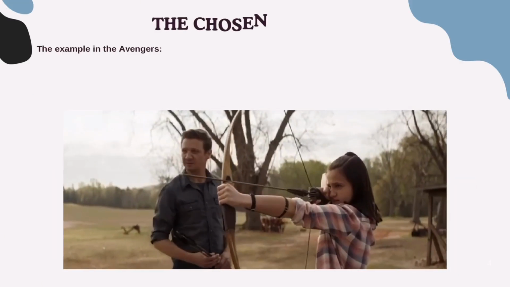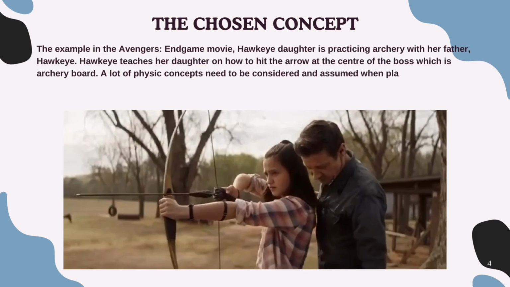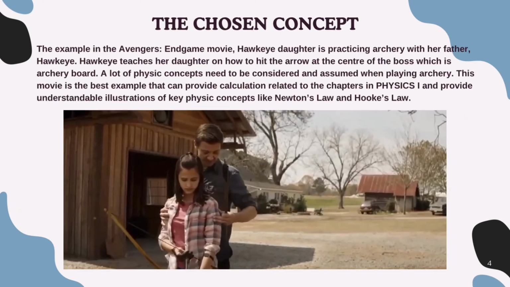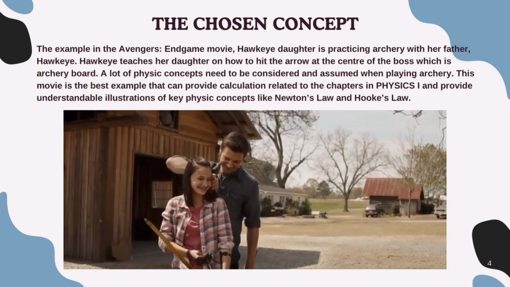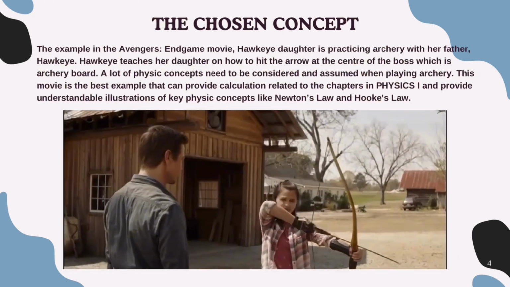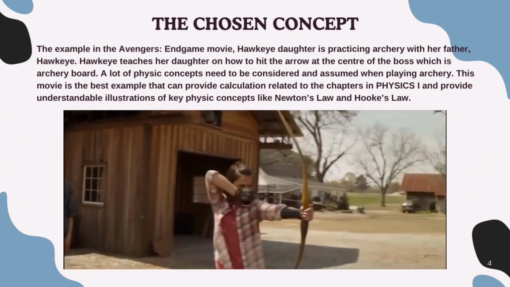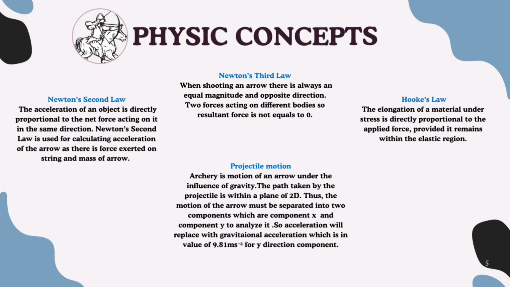To begin with, let me explain our chosen concept in the movie Avengers Endgame. In this movie, Hawkeye is teaching her daughter how to hit the arrow at the center of the post, which is the archery board. There are a lot of physics concepts that need to be considered and assumed when playing archery. This movie is the best example we can provide for calculations related to the chapters in Physics 1. Now, let us look at the physics concepts.